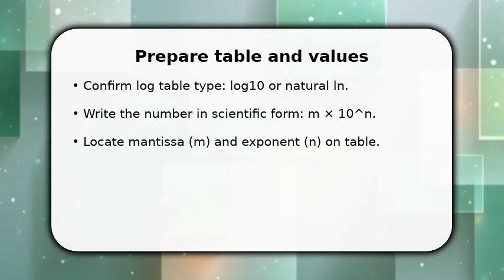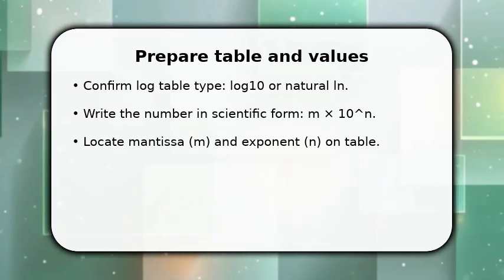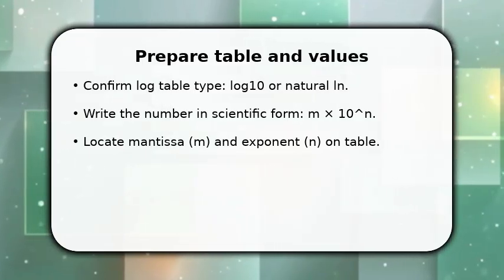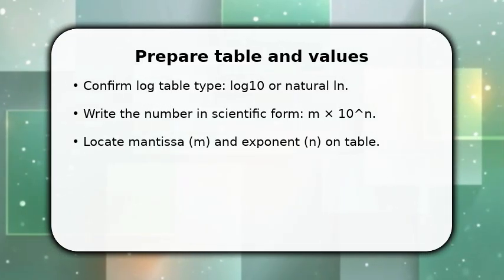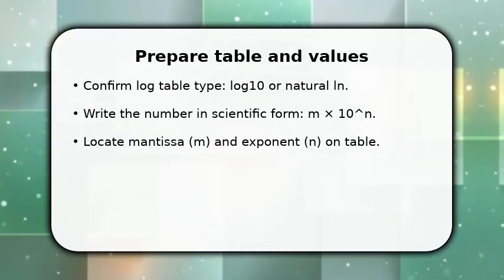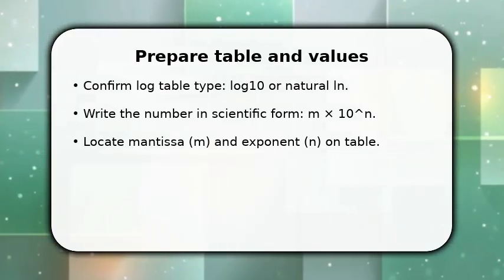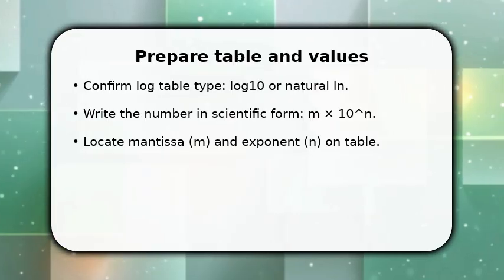You start by confirming which table you're using, base 10 or natural, because the method changes slightly. Convert the number into scientific form, m times 10 to the n. This isolates a mantissa between 1 and 10 and an integer exponent.